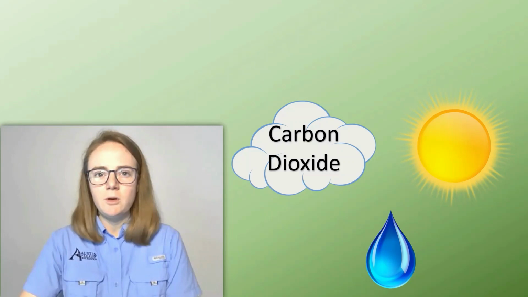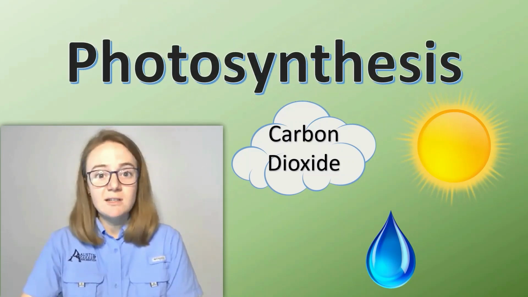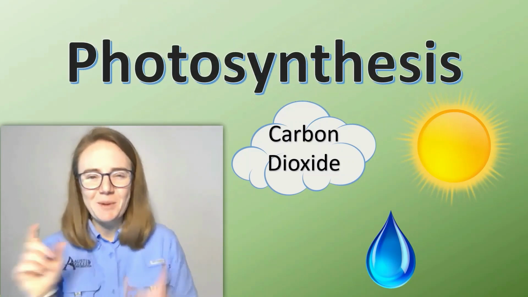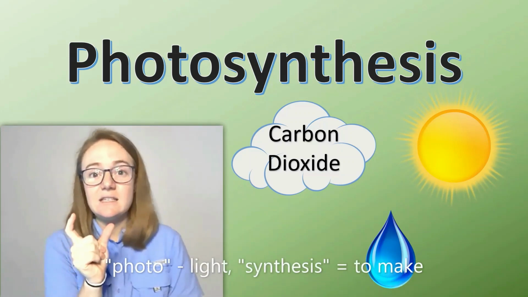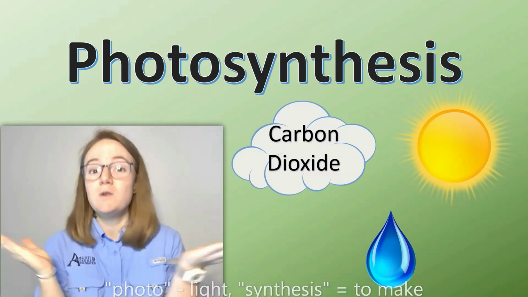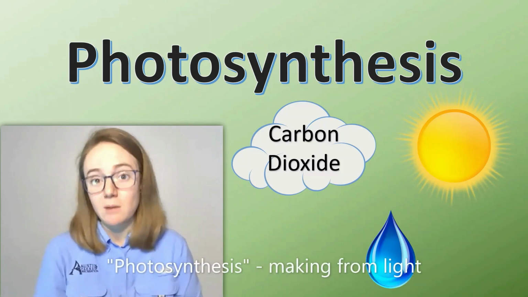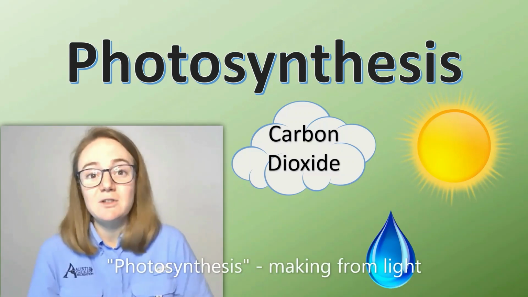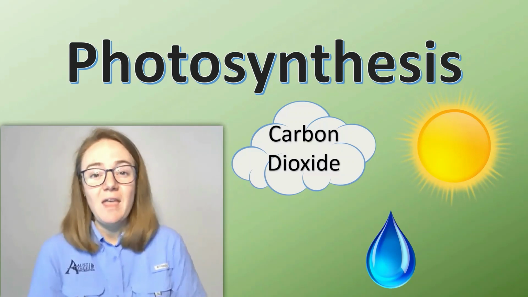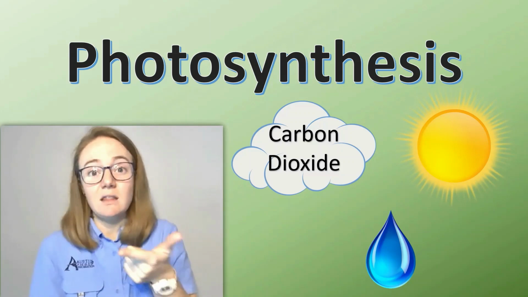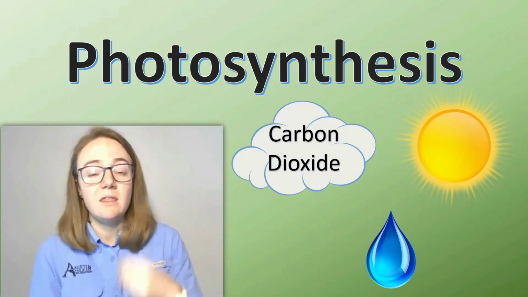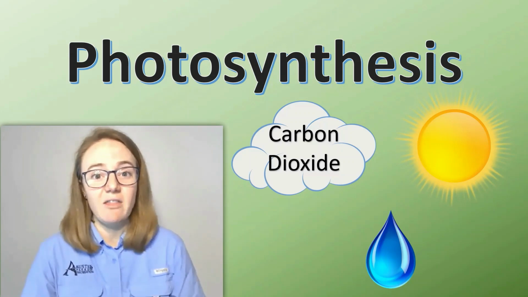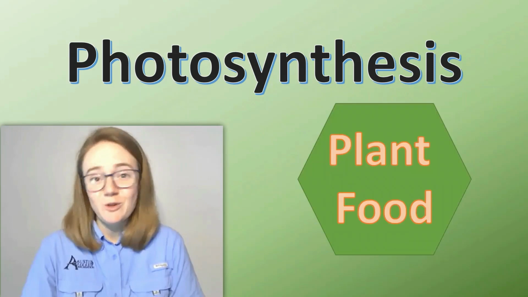Have you ever heard the word photosynthesis before? That's a really big word, so let's break it down into 2 parts. So first, photo means light, synthesis means to make, so photosynthesis really means making from light. And this is what plants do to get their energy. When they have carbon dioxide and sunlight, which they get through their leaves, and water, which they get through their roots, they're able to put those things together and create their own food.